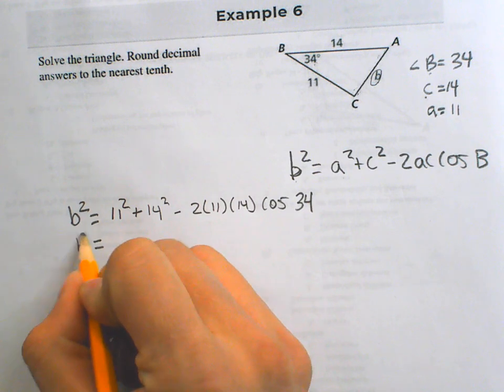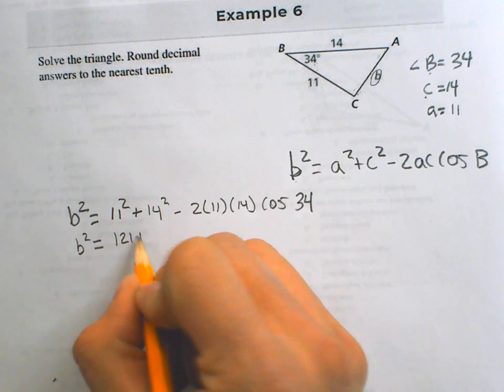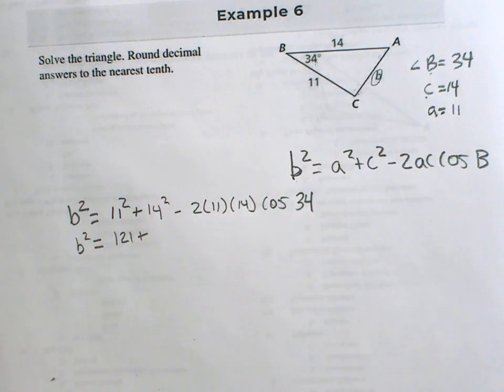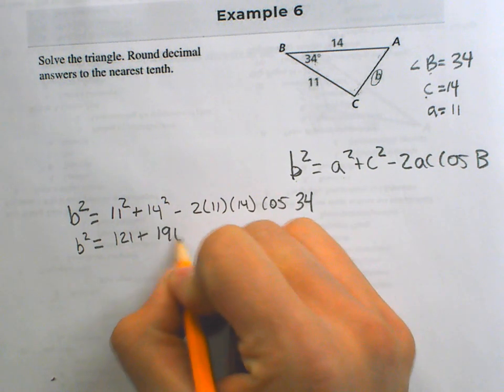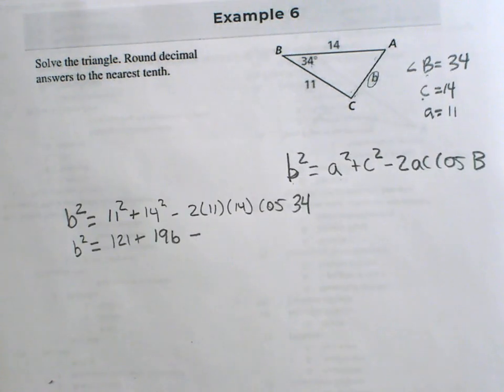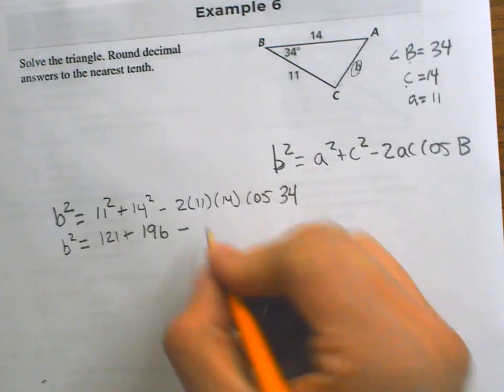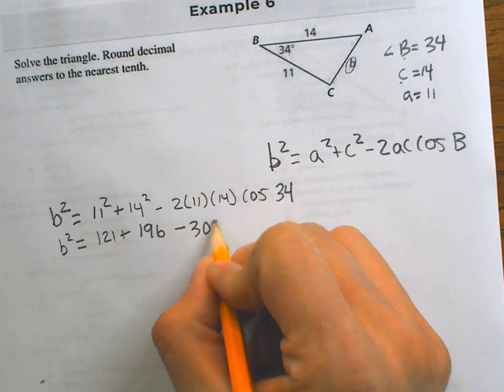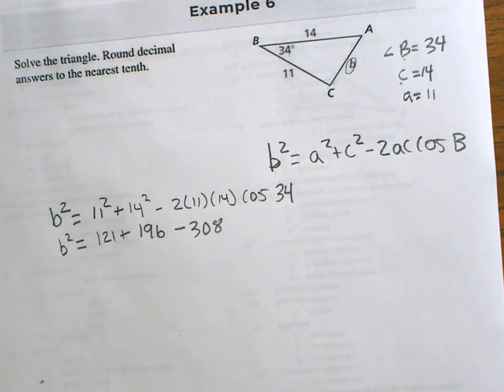So b squared, that's going to be 121, 14 squared. That's 196 minus 2 times 11 times 14. That's going to be 308. Cosine of 34.